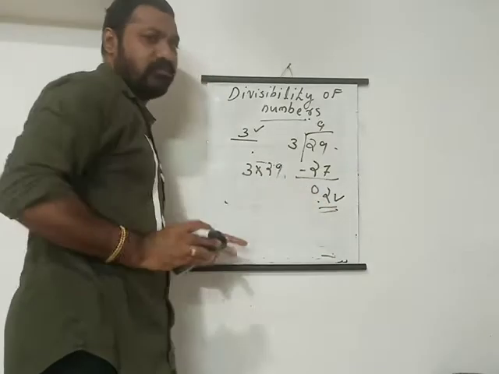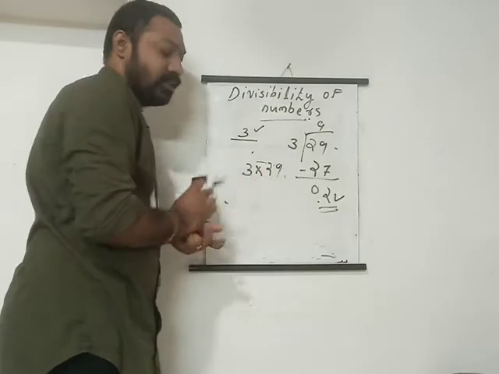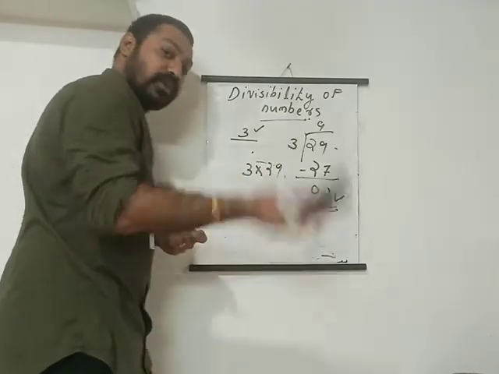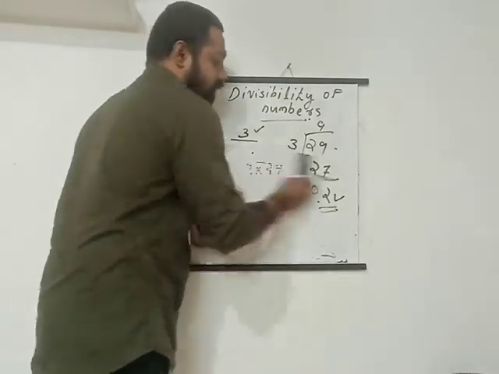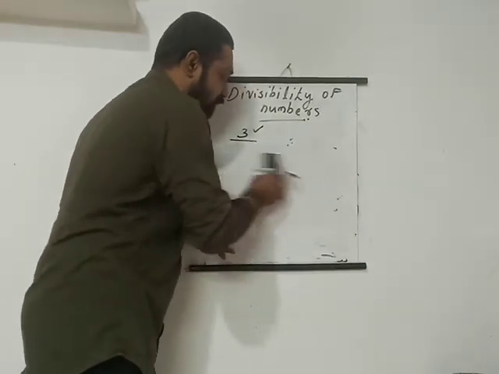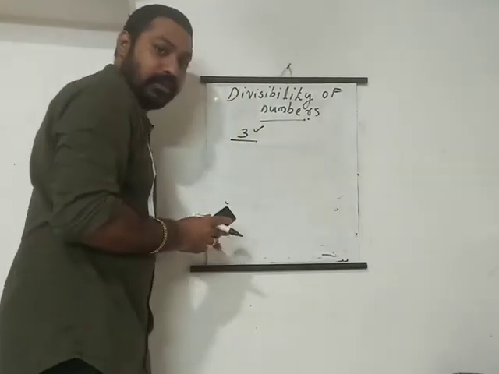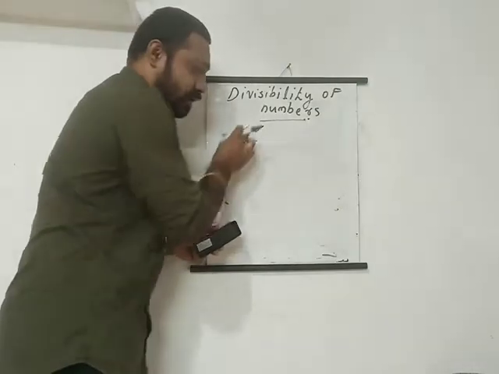So every time, we have no need to divide for checking the divisibility of 3. Instead of that, how can we do it? That is the trick. We can check divisibility using some tricks. Okay, what is the trick for 3?